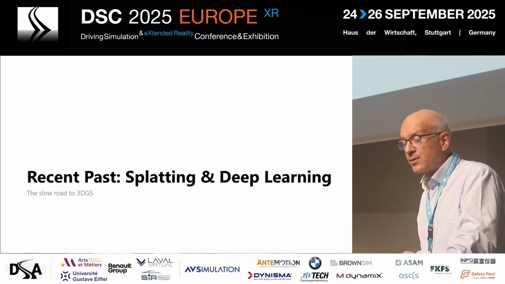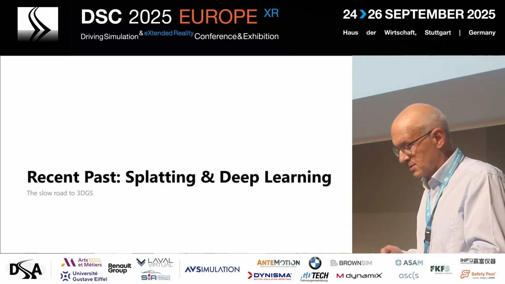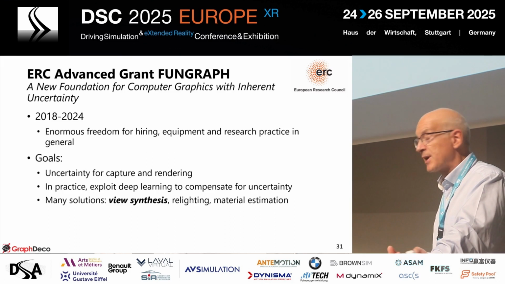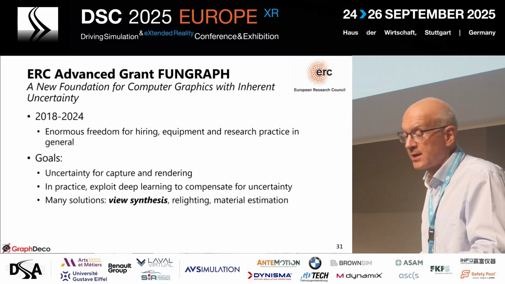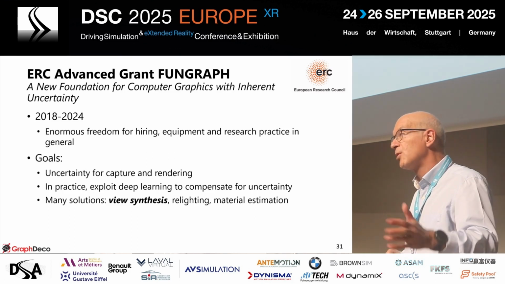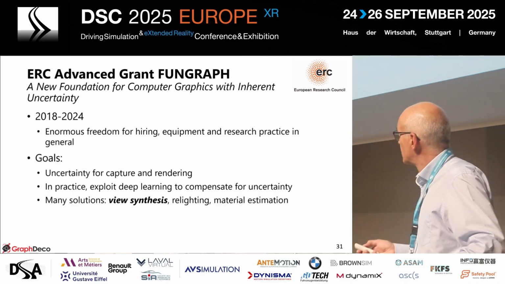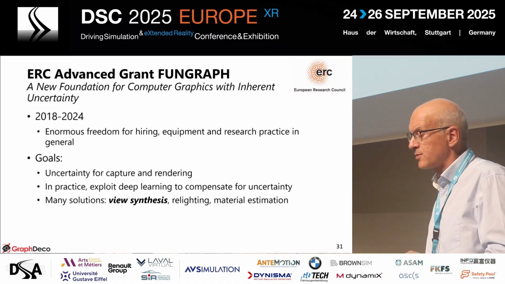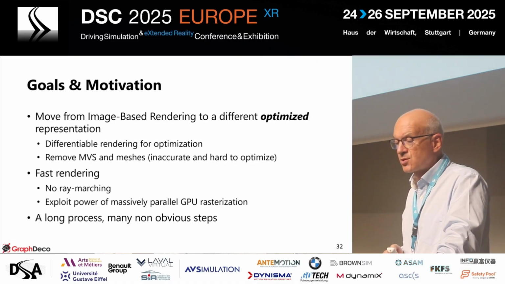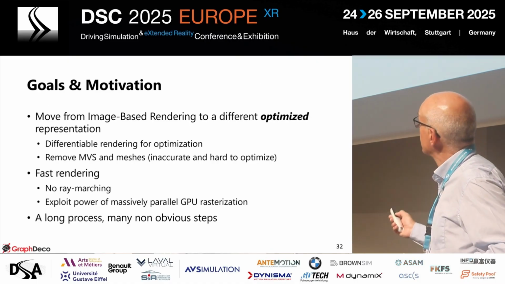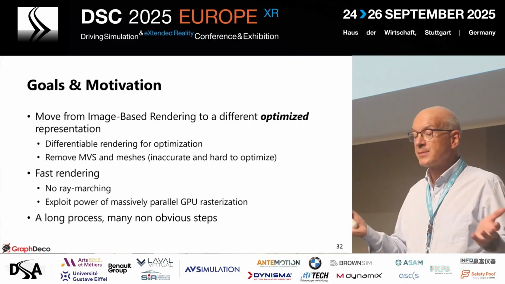So the work that led to Gaussian splatting was funded by my first ERC grant, which I received in 2018, where the goal was basically to treat uncertainty, and in the end we used deep learning to solve several problems, and I'll be talking about the view synthesis problem. So the goal was to move from image-based rendering to a different optimized representation.